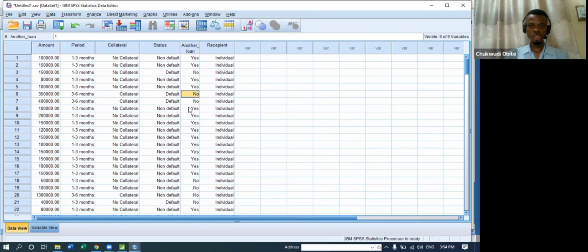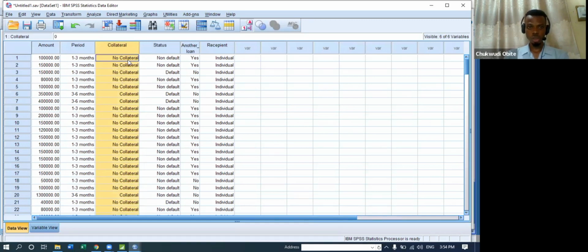Now, for binary logistic, you have to know the variable that is of interest to you. I'm using SPSS. You have to know the level that is of interest to you. I've told you that you will have two levels. So in this case, what we are using as our dependent variable is collateral. This is a microfinance bank.